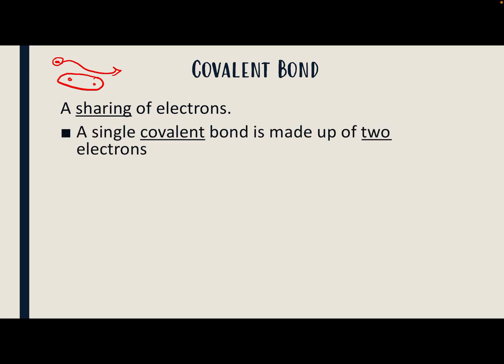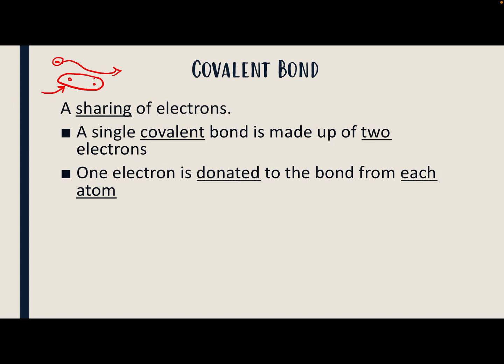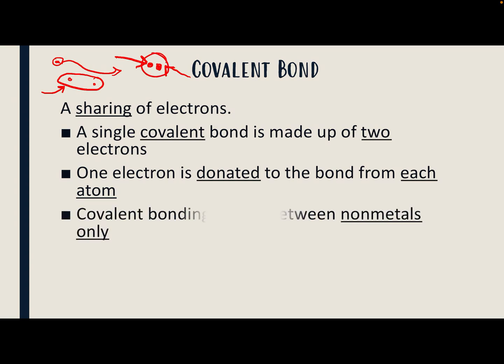Now, a single covalent bond is made up of two electrons. So a single covalent bond, it's made up of two electrons that are being shared between the two atoms that it's between. Now, one electron is donated to the bond from each atom. So think of it as a puzzle piece. One electron is going to be donated by one atom, and one electron is going to be donated by the other, and they're both going to share both of those.